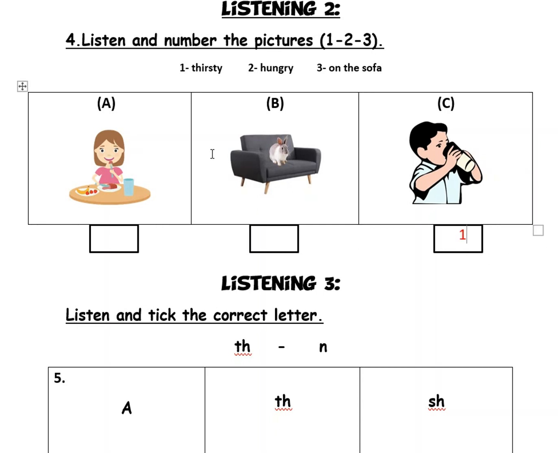Now number 2, hungry. So this is hungry. Number 3, on the sofa. So this is number 3. So number 1, thirsty. Number 2, hungry. Number 3, on the sofa. Alright, now listening number 3.